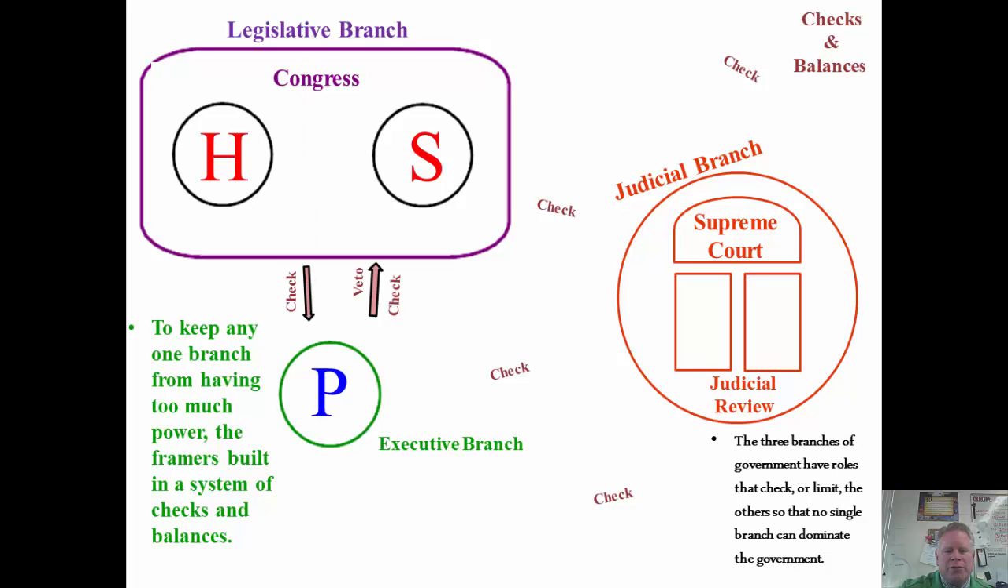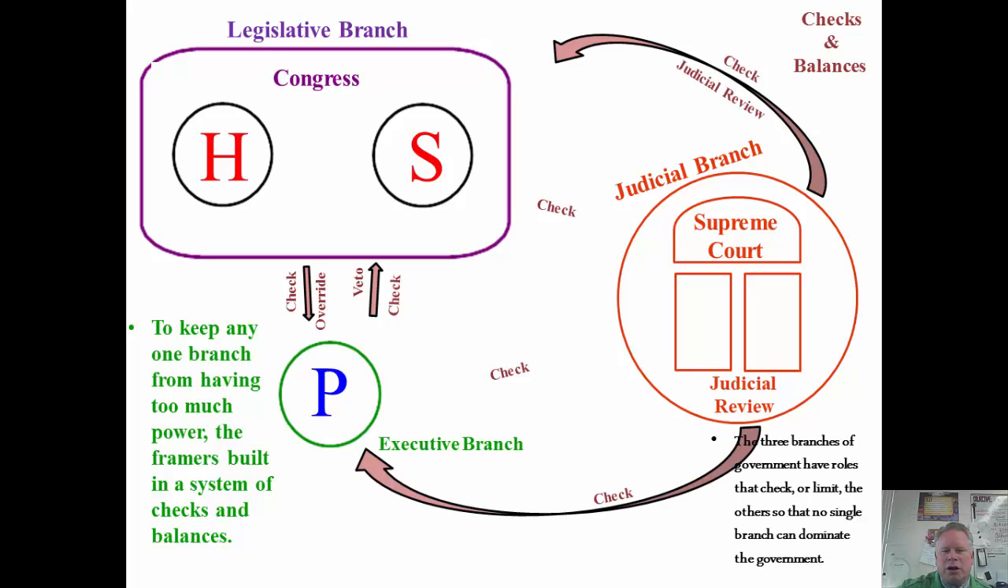The legislative branch check on the executive branch is override. The judicial branch's check on both the legislative and executive branches is judicial review. The executive branch's check on the judicial branch is appointment. And the legislative branch's check on the judicial branch is to approve the appointments.